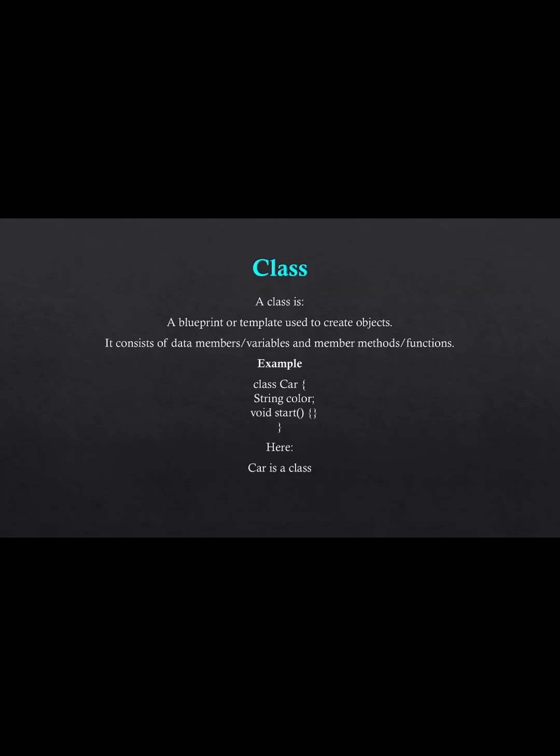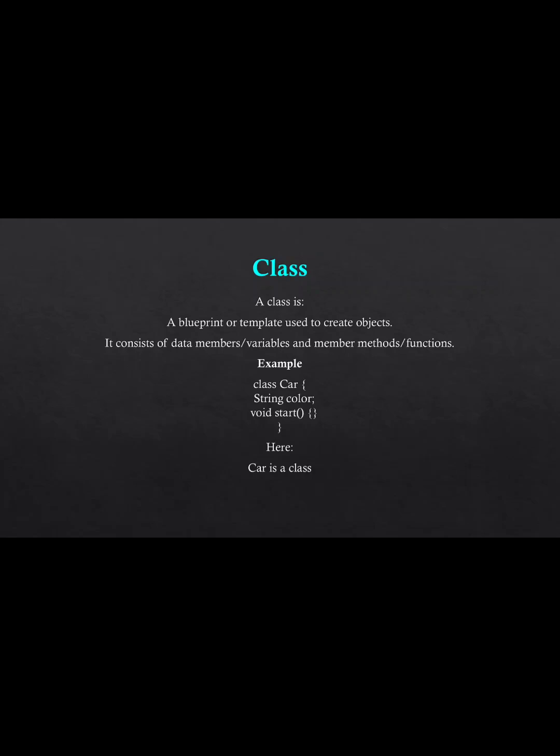Okay. Now, coming to the example. Here you can see that there is a class car and it has two things. One is string color, second is void start. Till now, you would have understood that string color is the data member and void start is the function. Always see to it that whenever there is an open and closed round brackets, it means it is a function.